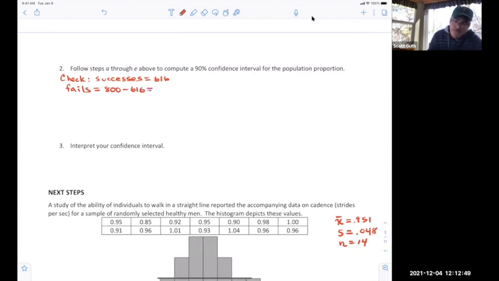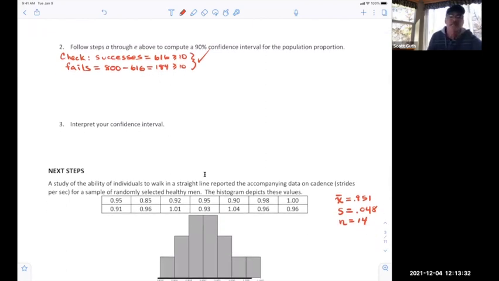Okay, so that's 184. Both of these need to be greater than or equal to 10. Of course they are. So we're good here with our criteria.